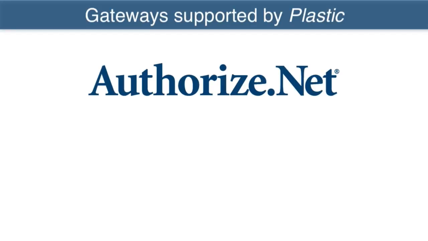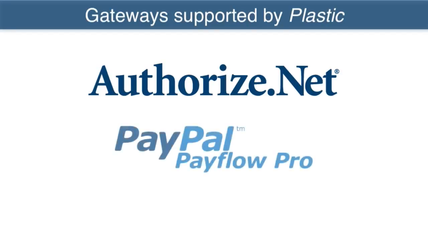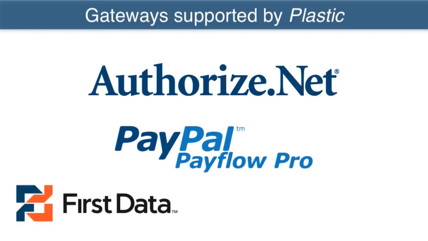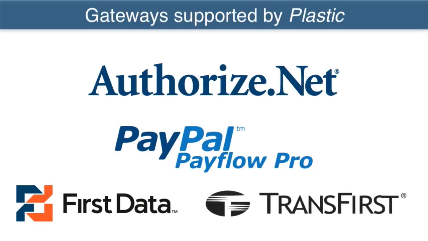So they're a gateway you talk to. Who else can you talk to move money around? We have quite a number of gateways. Plastic kind of started out with Authorize.net and Payflow Pro, which is a credit card processing service from PayPal. But we extended it to work with First Data, TransFirst. And we also have some gateways that are based in other countries.